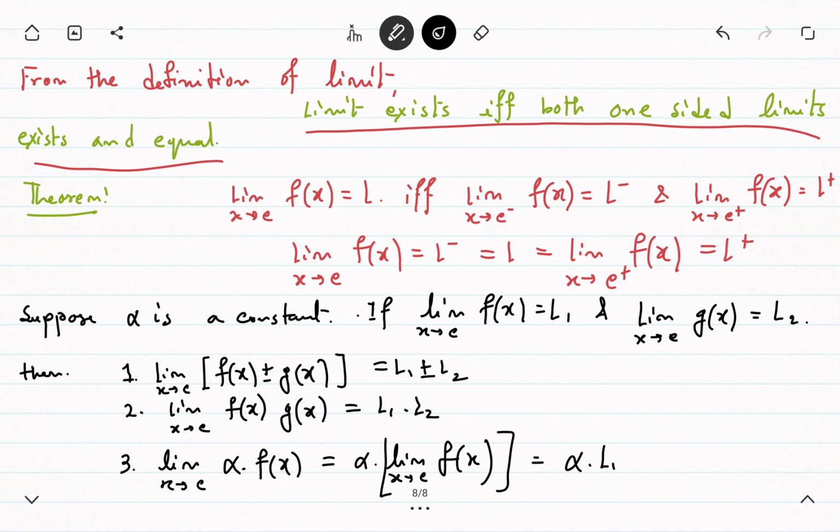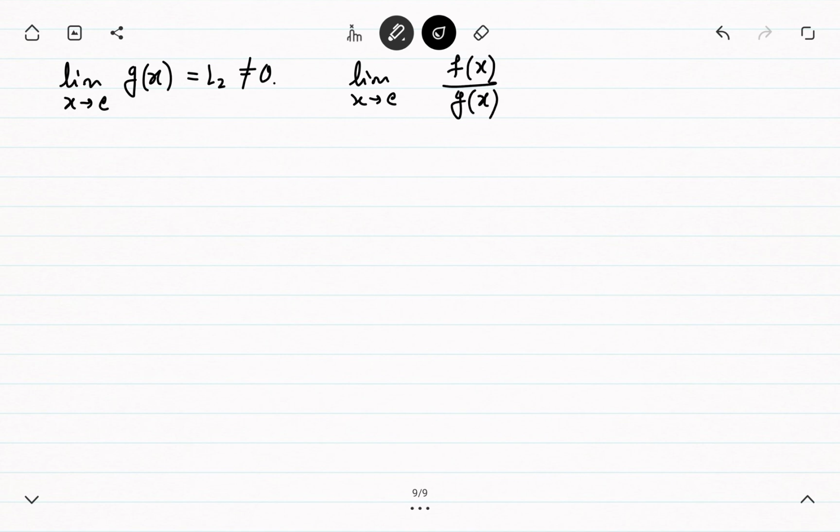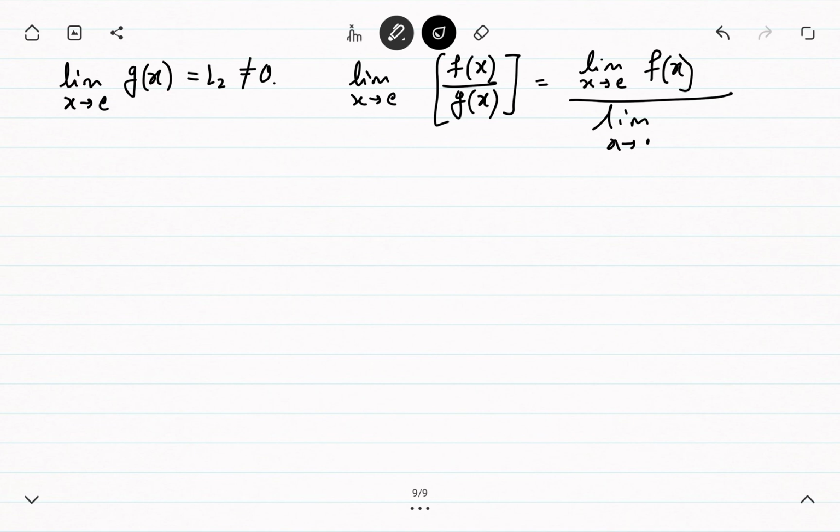And in the next page I will write: if g of x is a function and the limit of g of x is L2, which is not equal to 0, then we can write that the limit as x approaches c of f of x over g of x is written as the limit as x tends to c of f of x over the limit as x tends to c of g of x, which is nothing but L1 over L2.